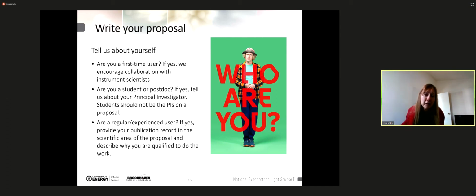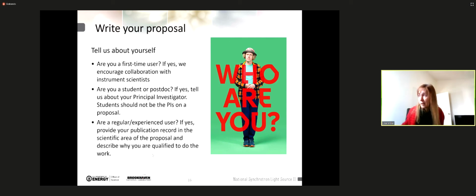So maybe you've never done a synchrotron experiment before, but your PI has been doing synchrotron experiments forever. So make sure you say that. And then describe whether you're a regular or experienced user, because that really helps provide the confidence. If you're not collaborating with the beamline staff, it helps to provide the confidence to the reviewer that you'll be able to execute the work.